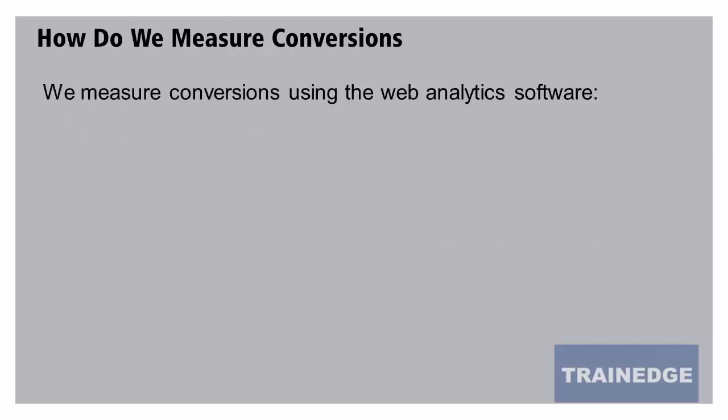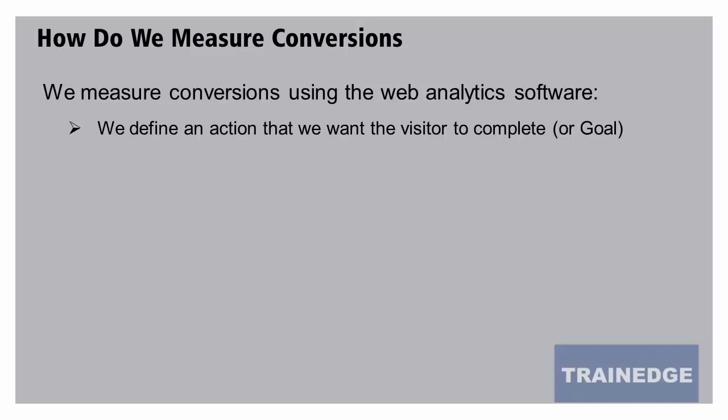To measure conversions, we use the web analytics software like Google Analytics. We define an action that we want the visitor to complete. These actions are called goals. We define a trigger that would identify the goal completion or the action being completed. For example, when somebody makes a purchase, they will see an order confirmation page that signifies that the order has been successfully placed. So, for measuring sales, we can use the order confirmation page as a trigger for goal completion.